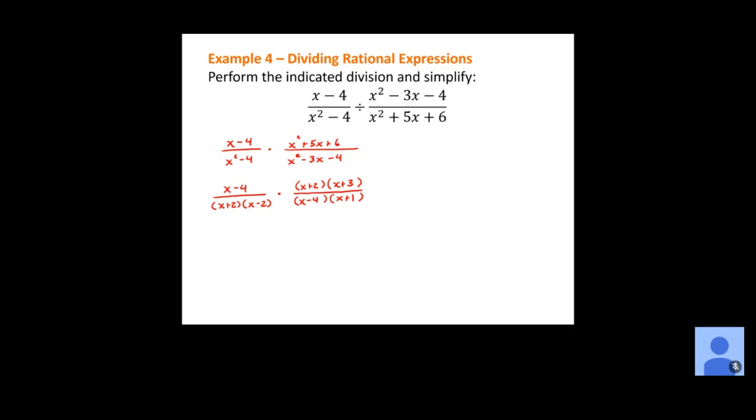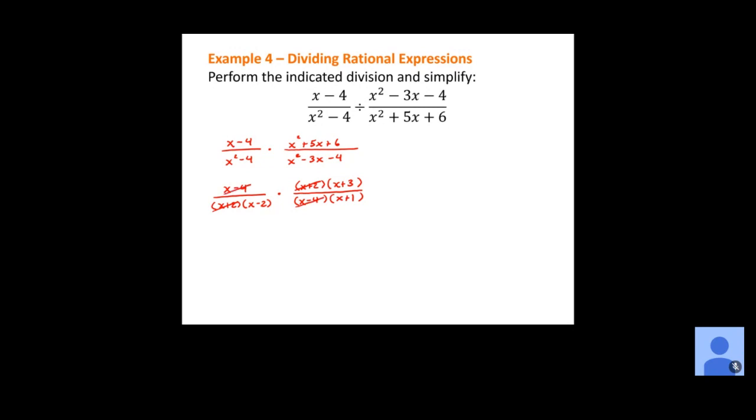You can actually start canceling things out at this step if you want to, because we know everything on top is going to stay on top. Everything on the bottom is going to stay on the bottom. So at this point, do I have any common factors that I can go ahead and cancel out? Okay, we have an x plus 2. So this one can cancel out that one. Anything else? We also have an x minus 4. Good. x minus 4 here cancels out the x minus 4 there.